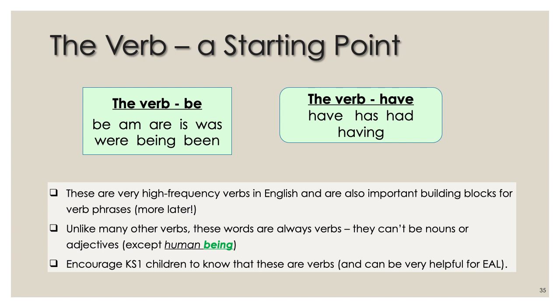And unlike many other verbs, which can also be nouns or adjectives in different contexts, these variations are always verbs, with that slight exception of the word being in the verb to be, which could be a human being where it's a noun. But in general, all of the others can't be nouns or adjectives, so they're good ones to know about. And another reason why these are good to look at, particularly for younger children, is that it can be very helpful for EAL students, because their understanding about how language is structured in English.